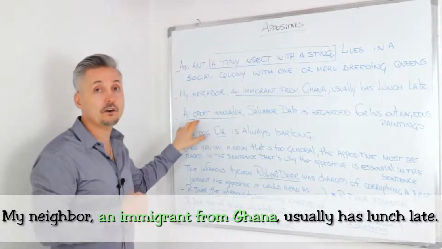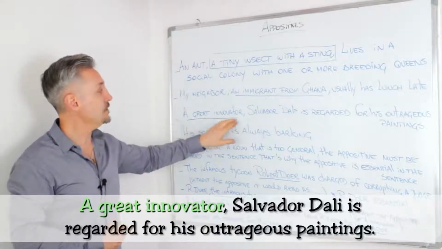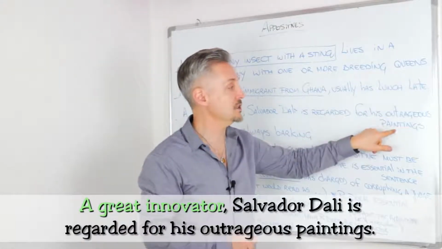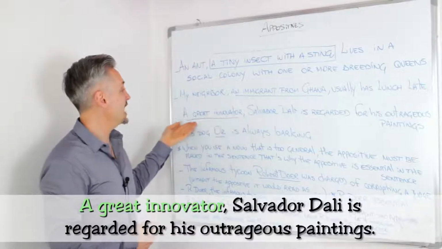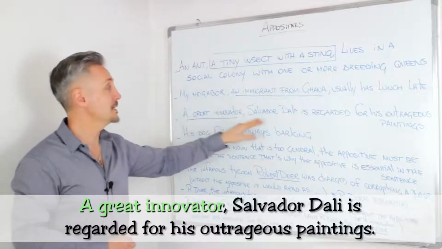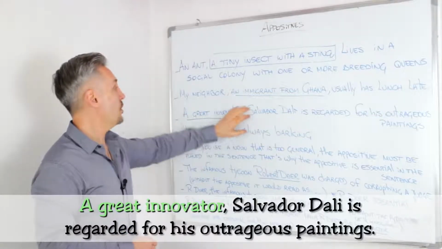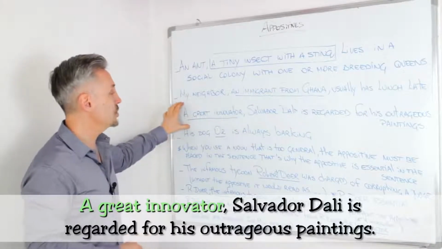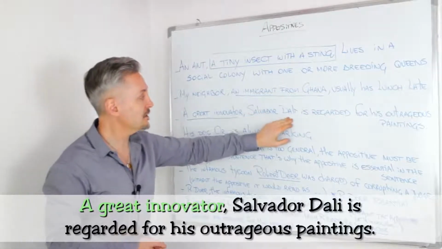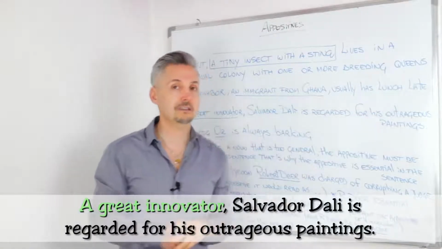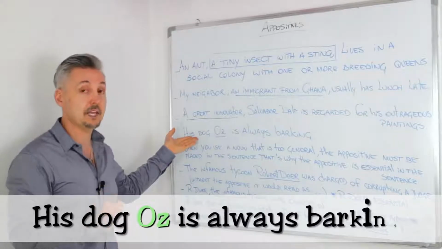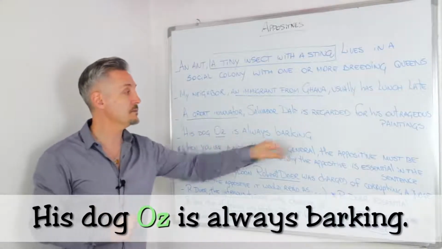Now, let's take a look at the third example. A great innovator, Salvador Dali, is regarded for his outrageous paintings. And here I added the appositive first. A great innovator. Who? Salvador Dali. So you could leave this out and the sentence would make sense. So I could say Salvador Dali is regarded for his outrageous paintings. It makes sense.